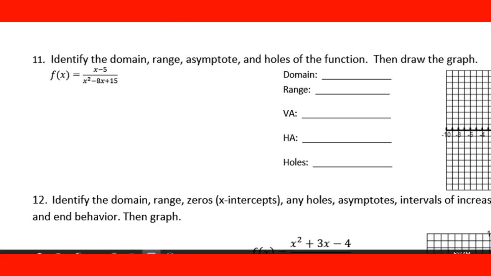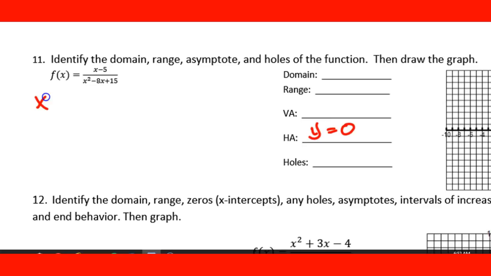All right, so now what we're going to do is identify the domain, the range, the asymptotes, the holes, and the function, and then we're going to draw a graph. For this first part right here, again, we're going to identify the horizontal asymptote first. Notice it's larger at the bottom. So when it's larger at the bottom, we can say that the horizontal asymptote is y equals 0.